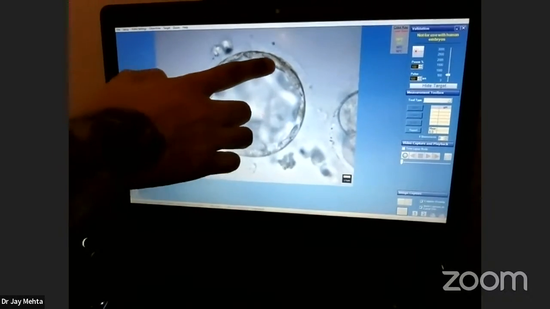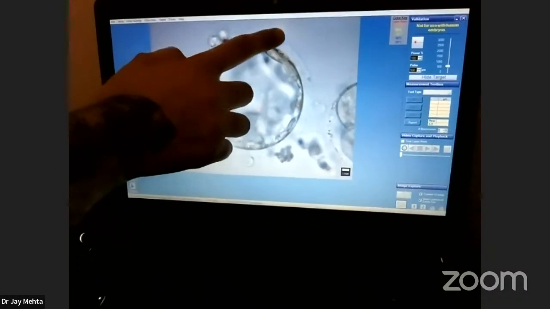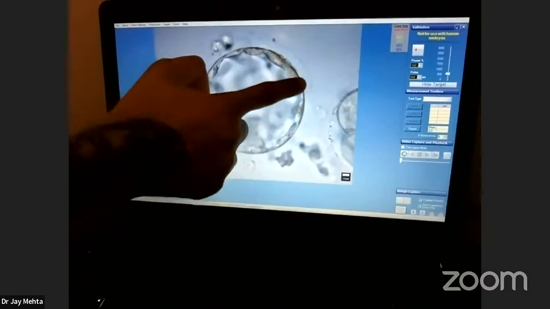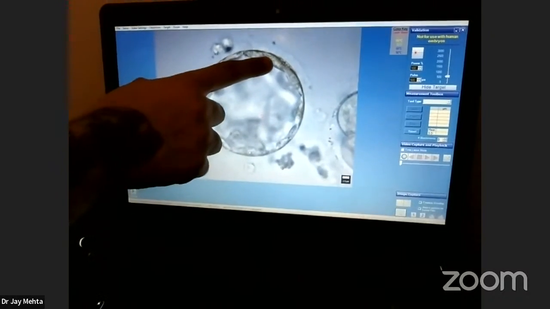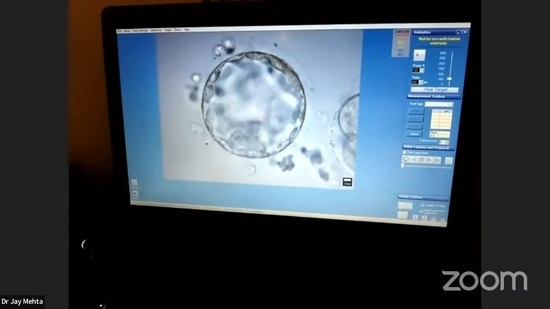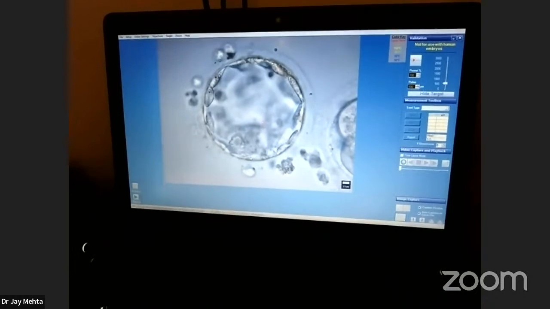Can you see the width of this cell? The width of this cell is equal to the width of the zona. This is the zona pellucida. Can you see the zona pellucida which is surrounding? The width of the cell on the trophectoderm is equal to the width of the zona pellucida. So this is simply a blastocyst. This is not an expanded blastocyst. All right.